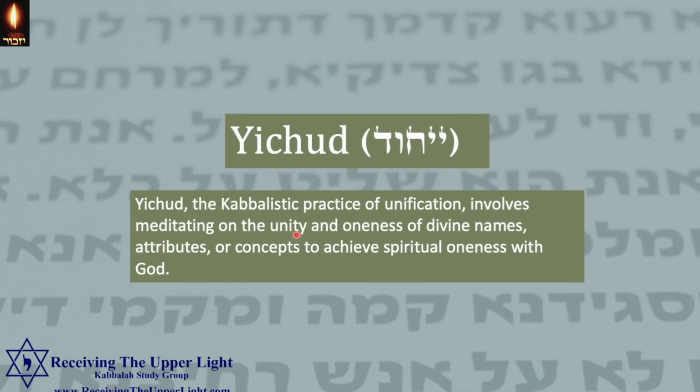Now let's talk about the concept of Yichud. It's only one yod. There's two yods in here, so it's only one yod. It's just Yichud. There's an extra yod there, so it's a grammatical error. So Yichud, the Kabbalistic practice of unification, involves meditating on the unity and oneness of divine names, attributes, or concepts to achieve spiritual oneness with God. Okay?